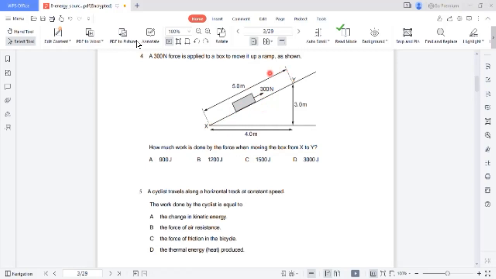So we know that the displacement from X to Y is 5 meters and the force is 300 newtons, and there are no symbols of friction, so we are going to ignore the frictional element.